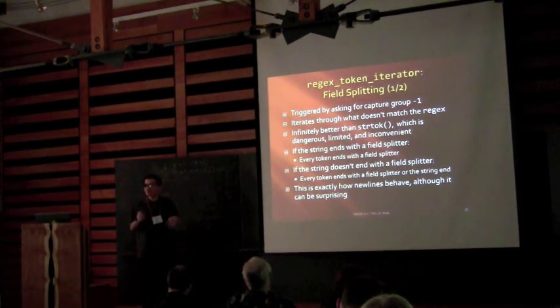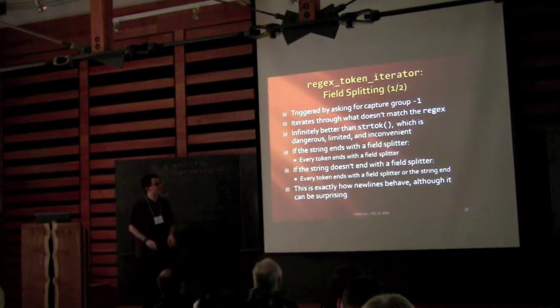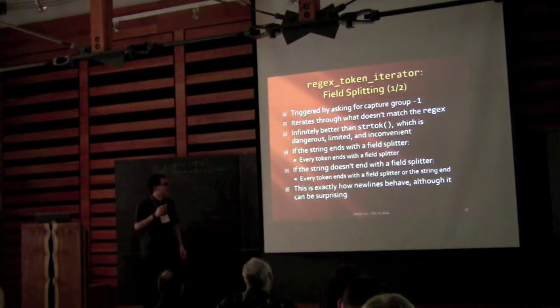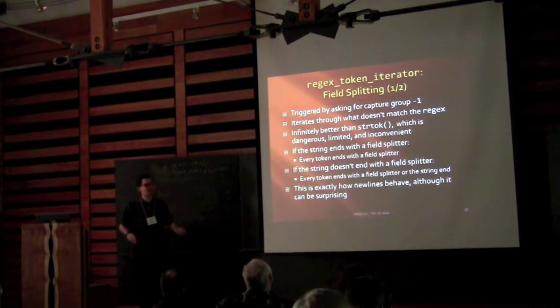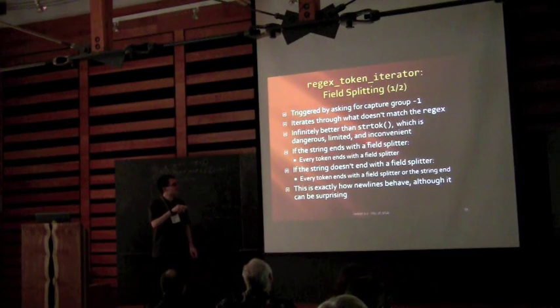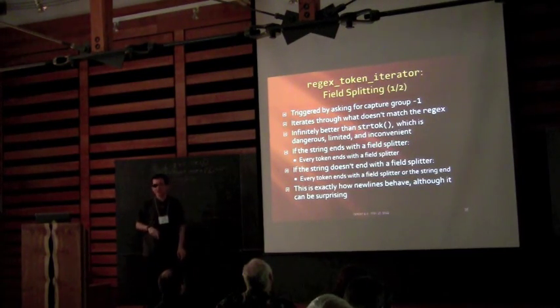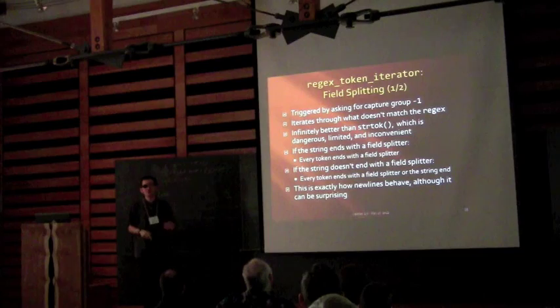It doesn't have any reentrancy concerns. It's just completely iterator-based. And there's just one little gotcha it's got. I don't even consider it a gotcha, but everybody seems to be surprised. It's the nature of what is a field splitter. And the way I remember it is they behave like new lines.